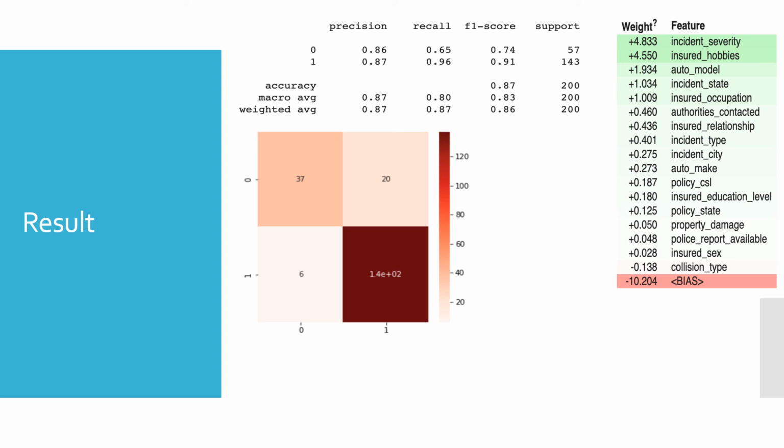37 is a true negative. It means that the claim was predicted as not fraud, and it was indeed not fraud. 20 is a false positive. It means that the claim was not fraud, but we predicted it as fraud. 6 is a false negative. It means that the data was a fraud, but we predicted it as non-fraud. And the last one is a true positive, which means that the claim was a fraud as we predicted.